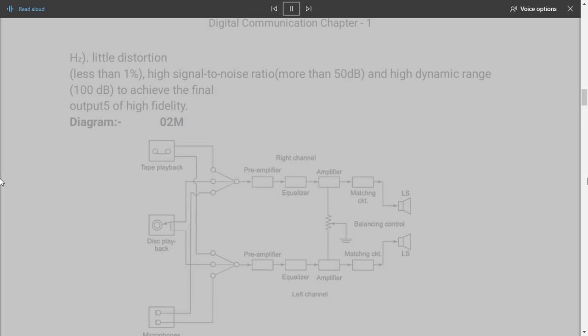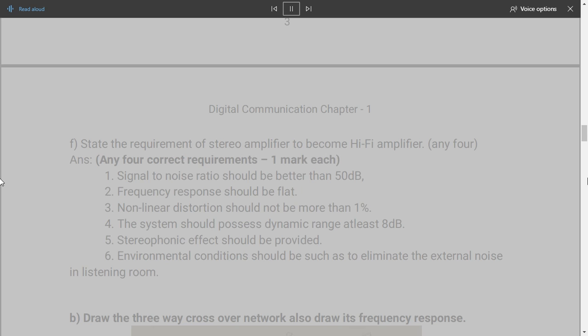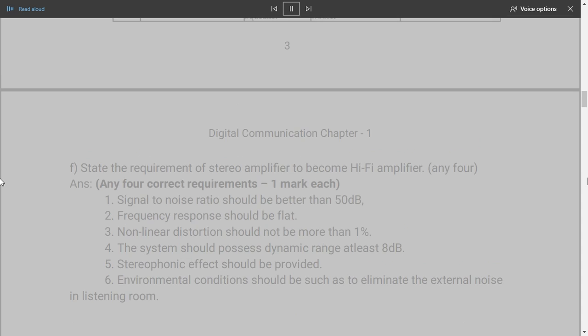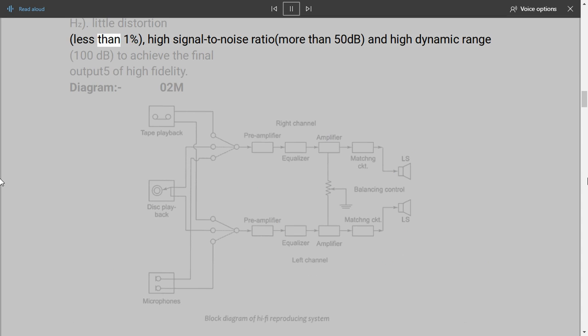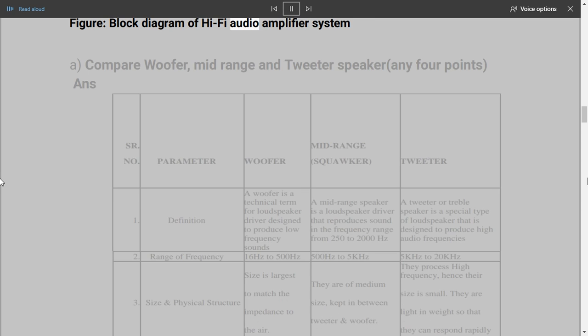Hertz, little distortion, less than 1%, high signal-to-noise ratio, more than 50 dB, and high dynamic range, 100 dB, to achieve the final output of high fidelity. Diagram, 2 marks. Figure: block diagram of hi-fi audio amplifier system.